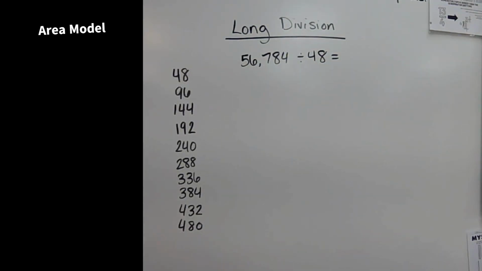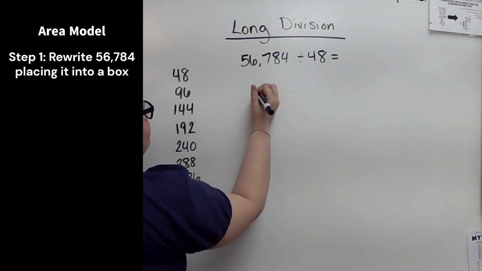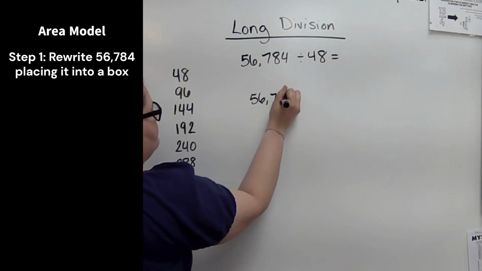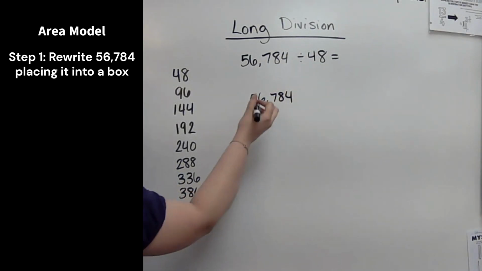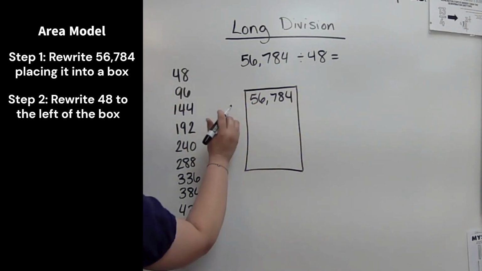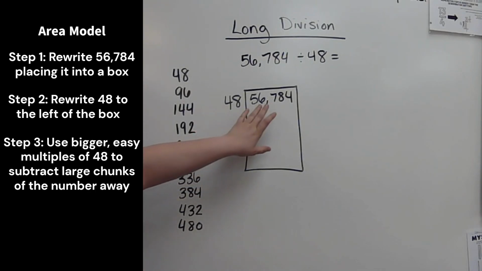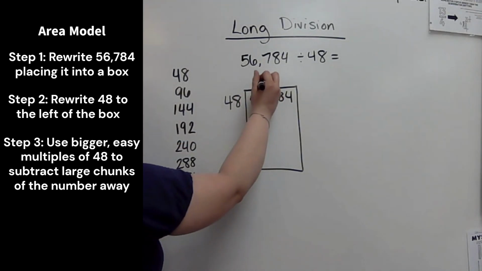The last strategy I'm going to show you to divide large numbers is the area model. This is very similar to the partial products and uses the same steps, but it gives you another way to organize your numbers. So starting with 56,784, I'm going to put this number inside of a box. To the left of the box, I'm going to put the 48. Just like partial products, 48 can go into 56,784 1,000 times. So I'm going to write the 1,000 up top.